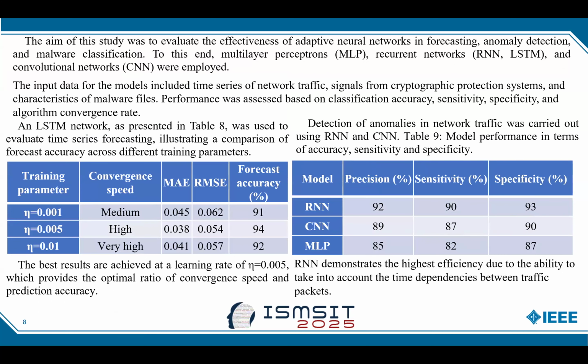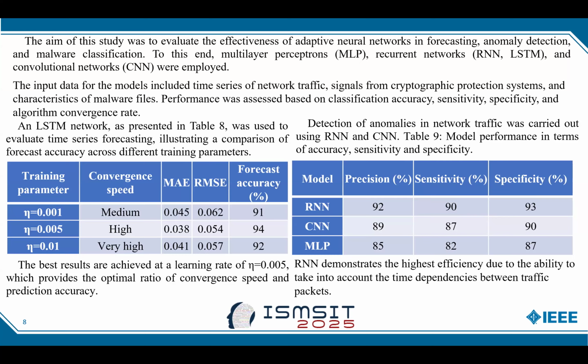The goal of our study was to evaluate adaptive neural networks for forecasting, anomaly detection, and malware classification. We employed MLPs, RNNs, LSTMs, and CNNs using data such as network traffic time series, cryptographic signals, and malware characteristics. Performance was assessed based on classification accuracy, sensitivity, and specificity.